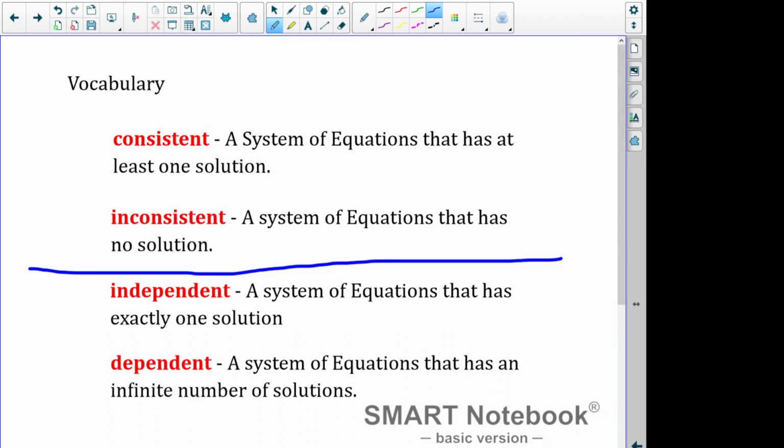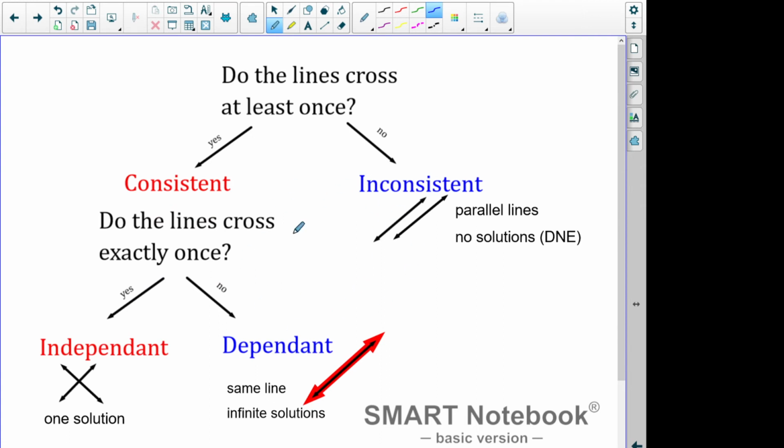So I have a little flow chart here that helps you categorize lines. You can go through this and say, well, do my lines cross at least once? If no, if they don't, then they're inconsistent. And that's all we say. We just say that they're inconsistent. That means that they're parallel lines and there's no solution.